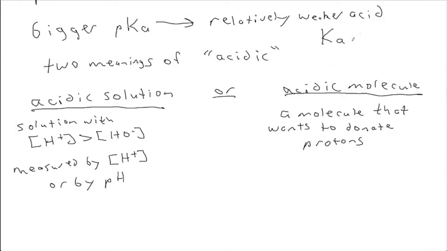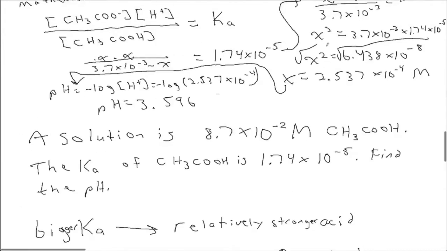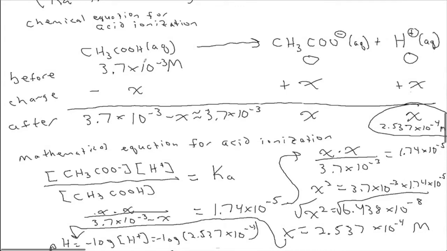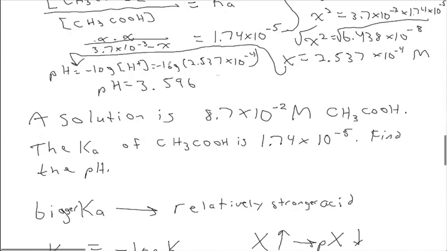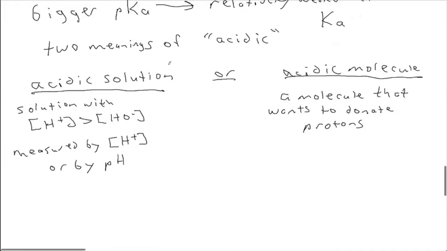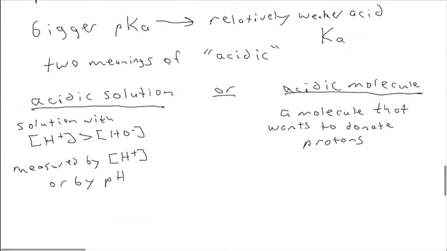How about Ka? Does Ka measure the acidity of a solution or the acidity of a molecule? Molecule. Yeah. Every acidic molecule has a different Ka. For example, we saw here that acetic acid has a Ka of 1.74 times 10 to the negative fifth. But other acids would have different Kas. Every acid has a different Ka. That measures the acidity of the molecule, not the acidity of the solution. So the acidity of a molecule is measured by the Ka.